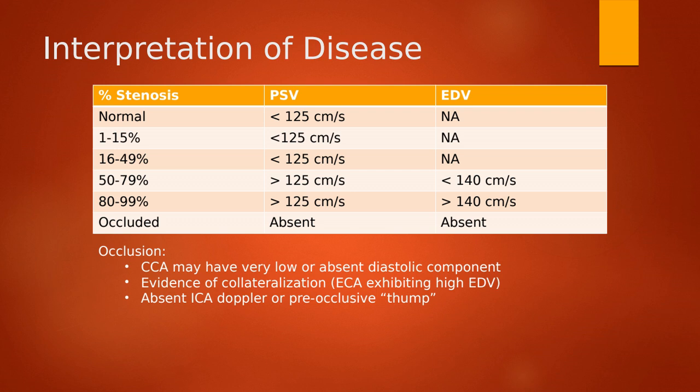Now, if we don't have any PSV or EDV in that section of the vessel, we're going to say that it's occluded. Occlusions, especially if it's a CCA, a common carotid artery, may have a very low or absent end diastolic component, and that's because we're going to be getting a thump. That's going to be more of an artifact. So if our carotid is occluded, we may end up picking up some kind of waveform, some kind of pulse, and that's just going to be artifact.